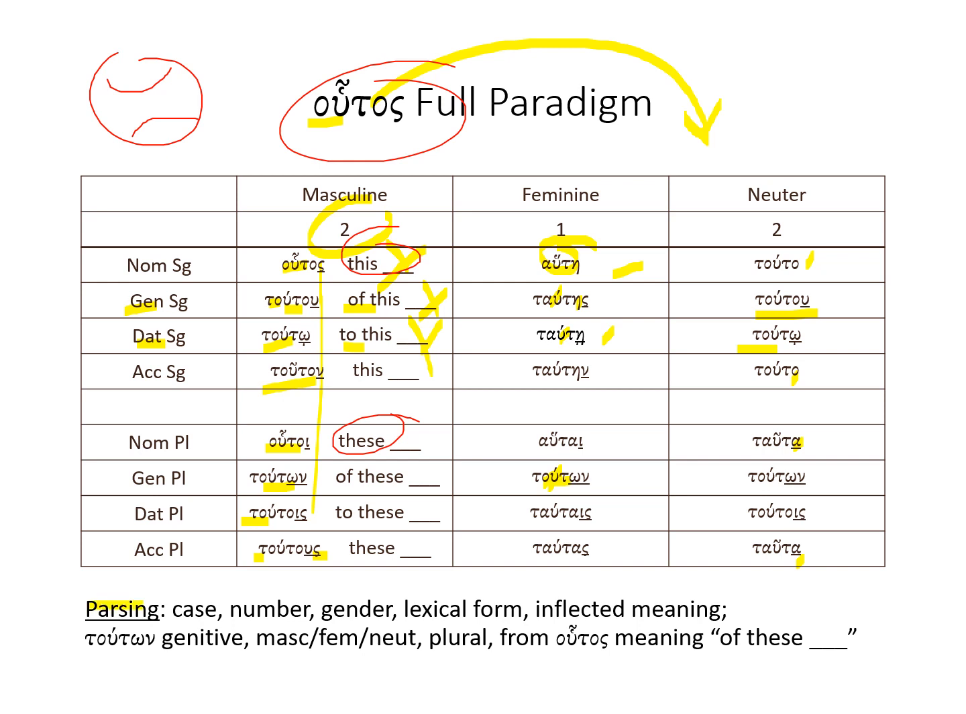When we parse, we state case, number, gender again, lexical form. So toutōn is genitive. Right here, toutōn, it's genitive. And we see right here that genitive plural, but here, again, it matches masculine, feminine, or neuter, so you want to put all that down plural, and it's from houtos, of these, and it would be of these whatever here. It could be masculine, feminine, or neuter because the paradigm is the same. Let's say it was tautais, then it would be to these feminine ideas or women.